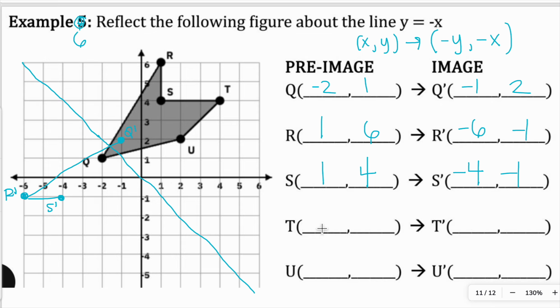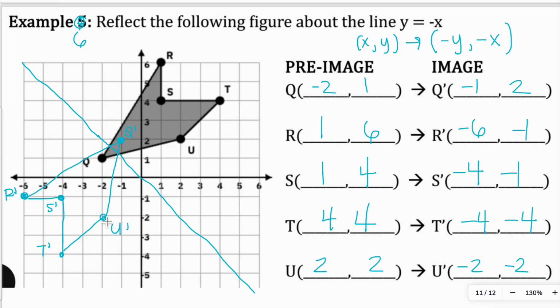T is currently at (4, 4). So flipping those would be both negatives, (-4, -4). T prime. And then U is currently at (2, 2). So reversing that and flipping to their opposites, (-2, -2) for U prime. Okay, and there you have it. So that one overlaps on itself just a little bit, but again, it's still showing that line of reflection.